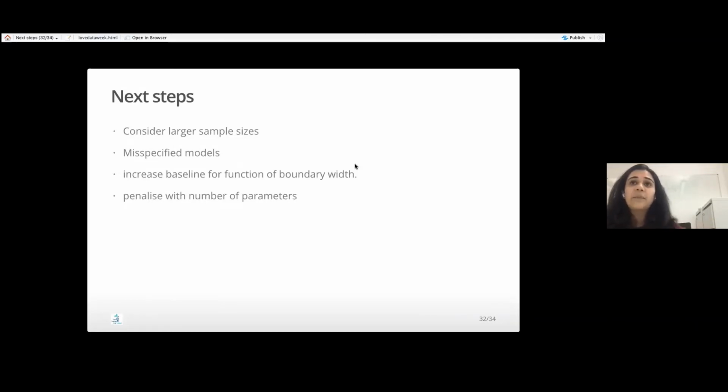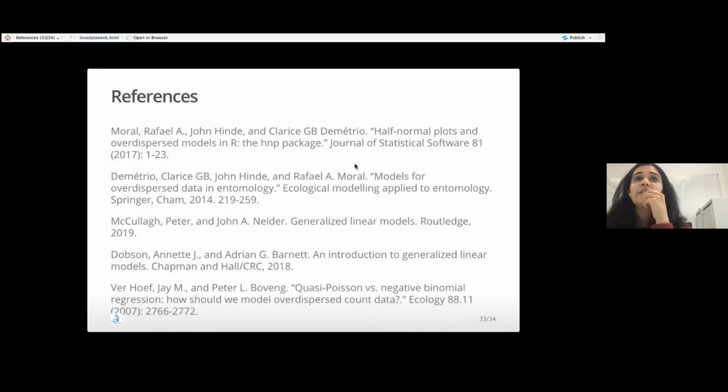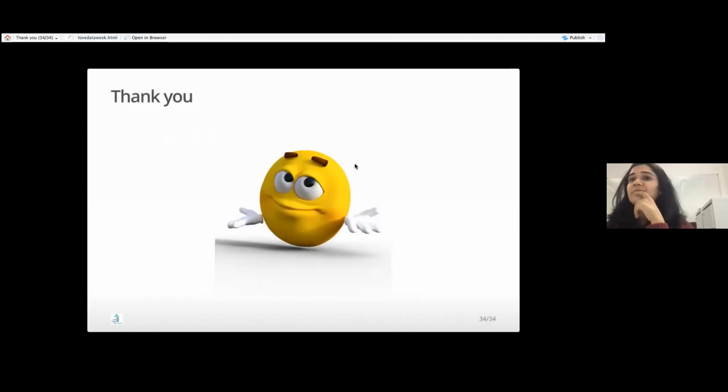If we increase the baseline, maybe it has an effect on the base distance. We also want to penalize with the number of parameters, because the Poisson has a single parameter and all the other models we considered have two parameters, so we want to penalize for that factor too. And these are the references, and thank you. That's all.